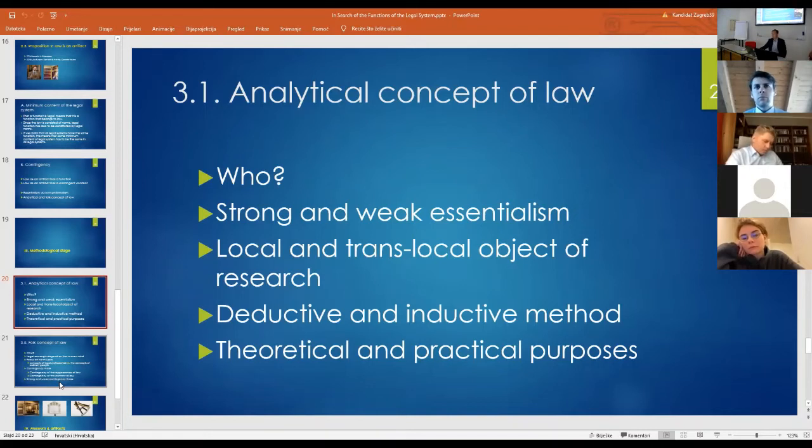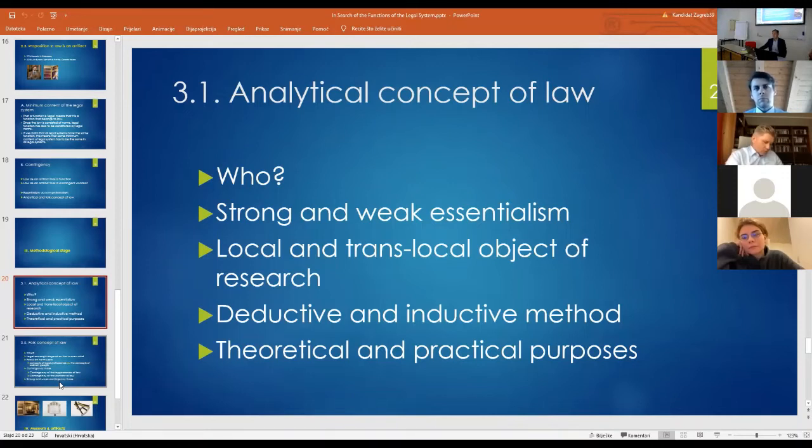And the purpose of this concept of law is probably to better understand law, or rather phenomena, social or natural, or even to use these things in a better way. A local and translocal object of research.